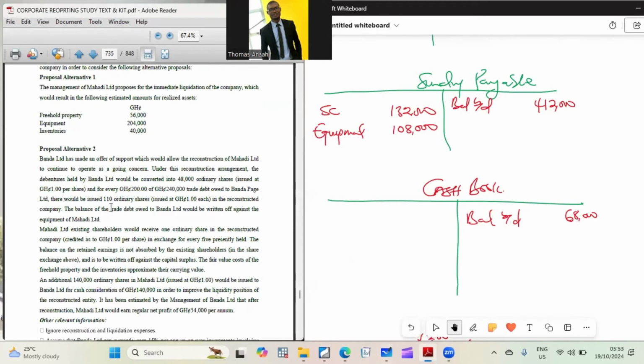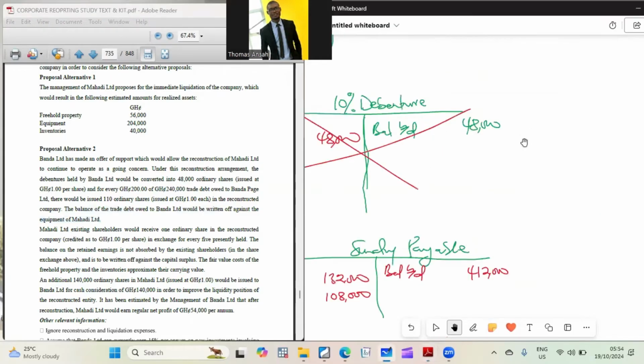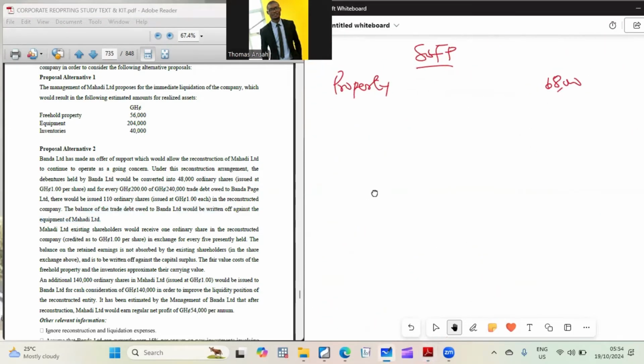The balance owed to Banda will be written off against equipment. Then you owe 240. This is it. You have done 132 out of it to offset stated capital. What is the balance? Please, you are analyzing a statement. Of course, you can give me the balance carried down if there is nothing else about it. But we don't know yet. We have not finished reading. The only thing we know is that the property is 68.